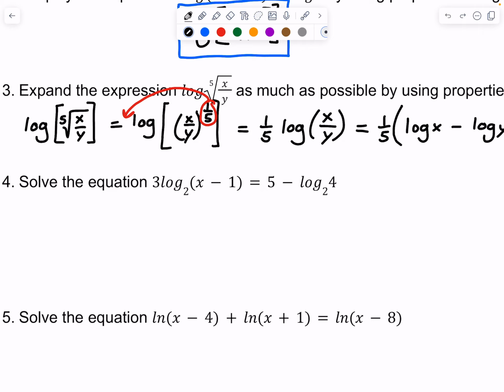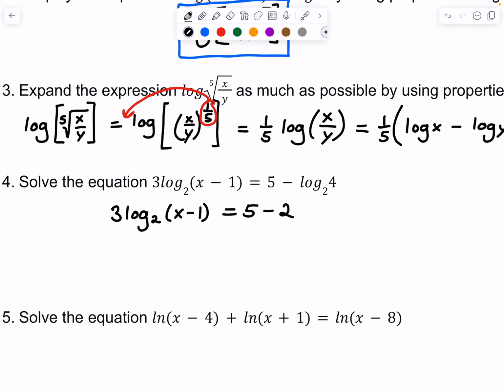But here's what I notice about the best way to get rid of a logarithm. This one right here is actually very easy to evaluate. Log base 2 of 4 is asking, what power do you have to raise 2 to in order to get 4? And the answer is the second power. Log base 2 of 4 is 2. So we could just write 3 log base 2 of (x minus 1) equals 5 minus 2.